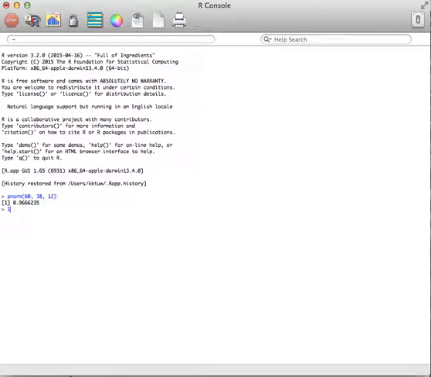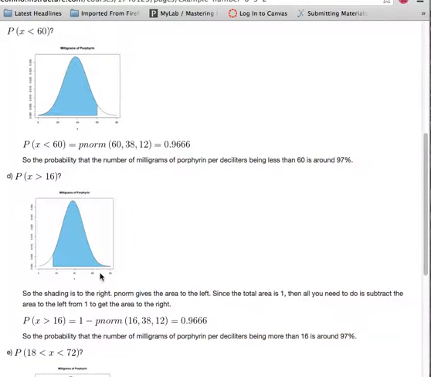So we'll actually put that into R that way. We'll say we want to do 1 minus p norm, because we're doing the probability of less than, 16, which was the value of where the shading started, but we're thinking of where it ends with the 1 minus, and then 38 and 12. So you find out what that probability is. It happens to be the same thing just because of symmetry. It works out nicely that way.